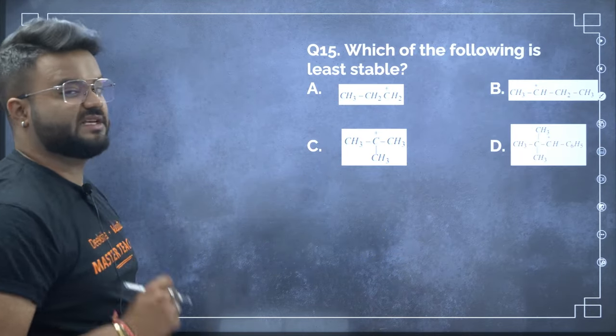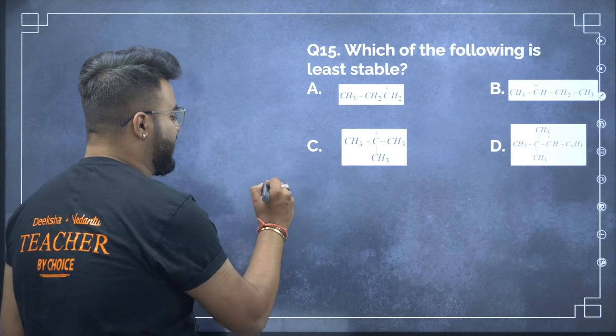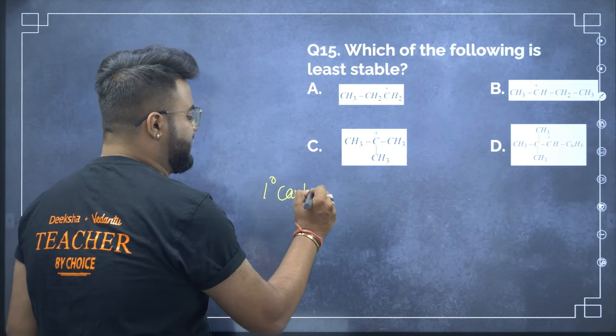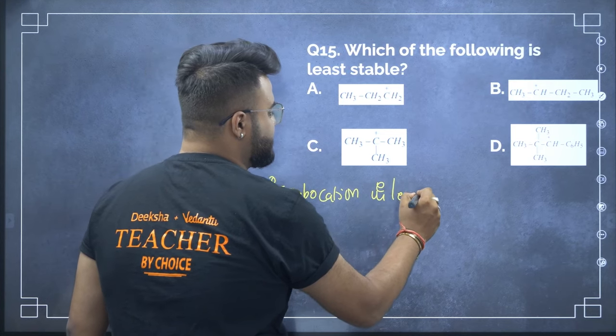Which of the following is least stable? Among these, we can see all are carbocations. Among the carbocations, primary carbocation is least stable.